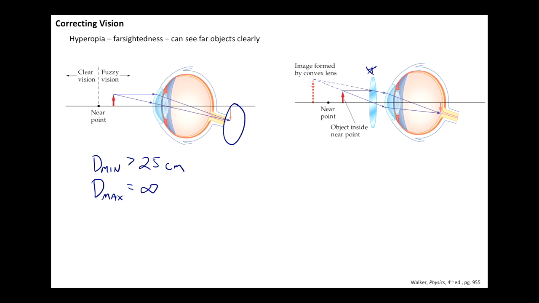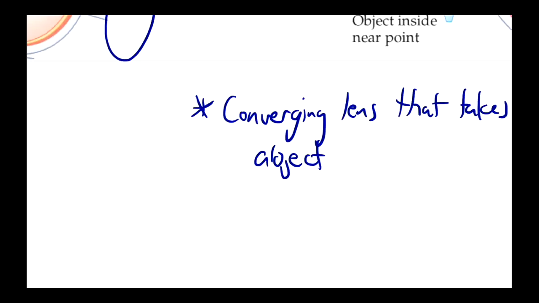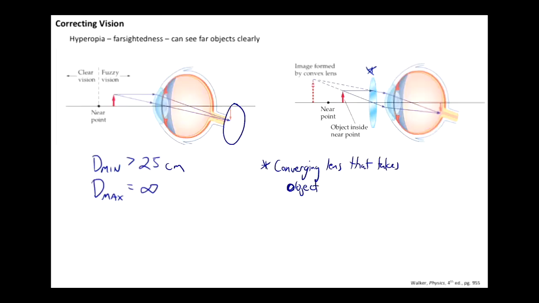So let's write that down here somewhere. We'll say use a converging lens that takes an object that's too far, and creates an image at the actual near point. At or near the near point is fine.